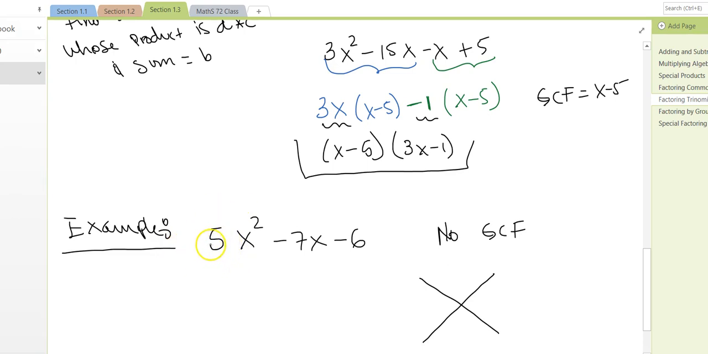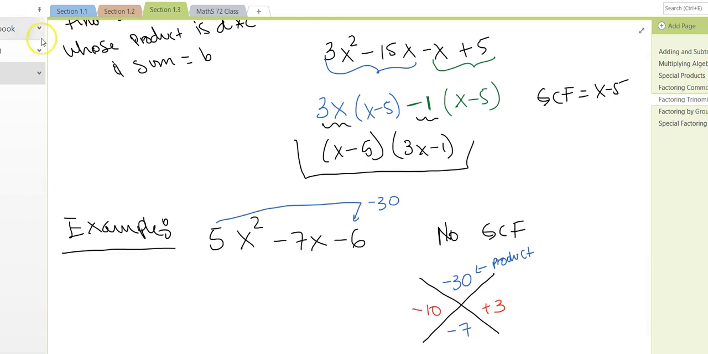So I'm looking for two numbers whose product is 5 times minus 6, so negative 30. I want two numbers whose product is negative 30 and whose sum is the middle term, minus 7. So what numbers work? What two numbers give us a product of negative 30 and a sum of negative 7? So the numbers that work are minus 10 and positive 3. Right, negative 10 times 3 is negative 30. Negative 10 plus 3 is minus 7.